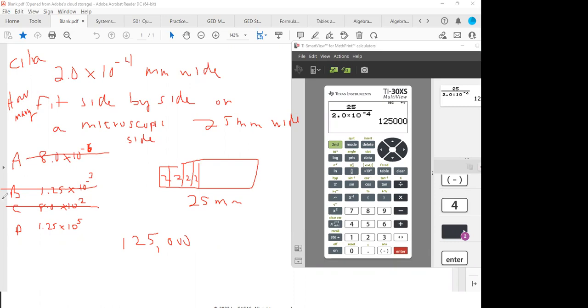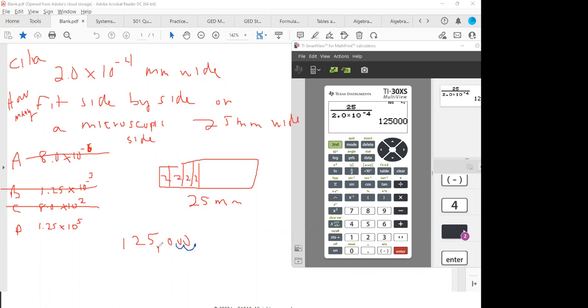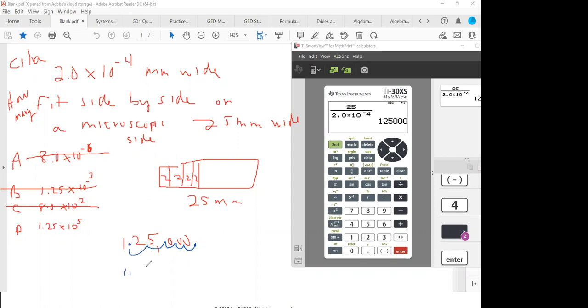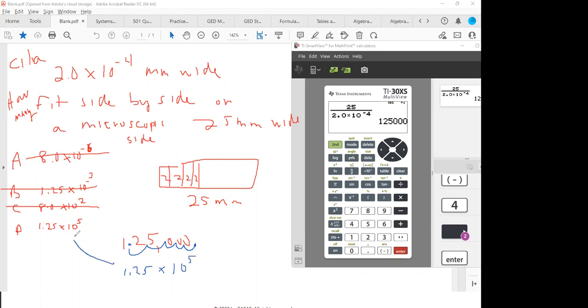Or you can say, okay, how do I change this to a whole number? I mean, scientific notation. My decimal point is here. How many places do I have to move it so I have one digit in the ones place? One, two, three, four, five. Oh, you have to move 5. 1.25 times 10 to the 5th power. So the 5th power is how many times you move the decimal.